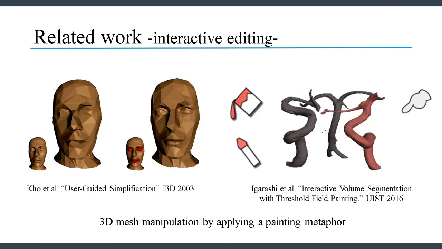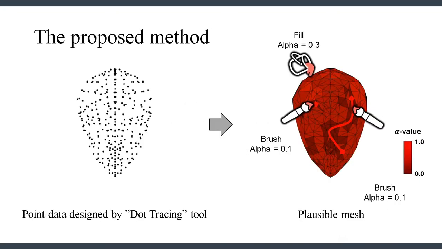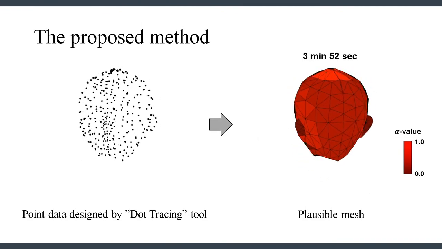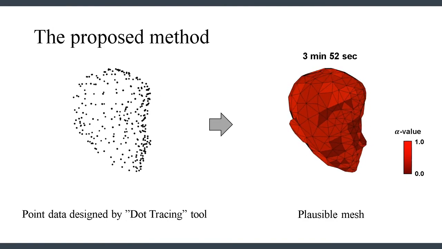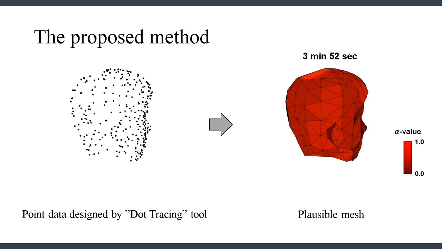A painting metaphor is a standard approach to produce significantly better results than a fully automatic method, such as mesh simplification and segmentation. So we think a painting metaphor can be used in our problem setting, and we simply combine the alpha shape method and paint interaction. This is the main idea. Of course, I know the main idea is too simple, but it is very useful for manual meshing support.